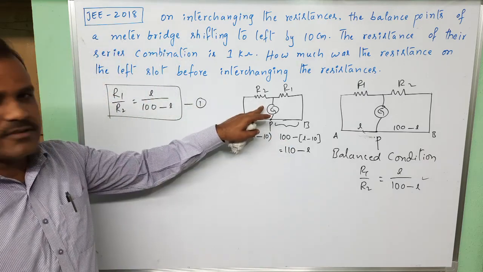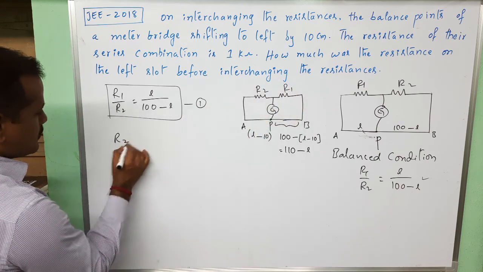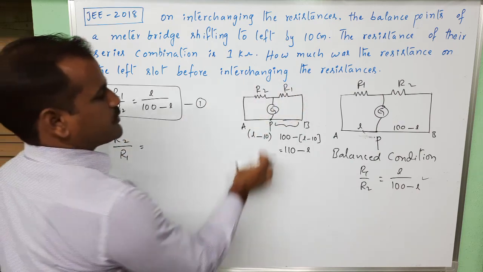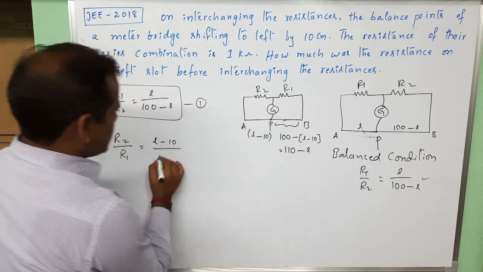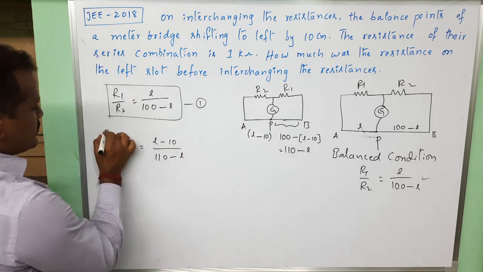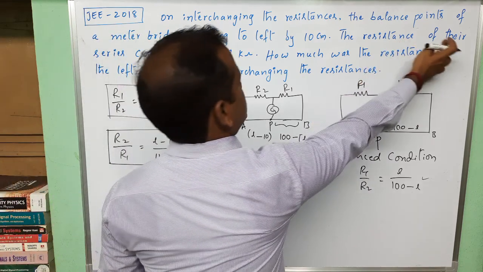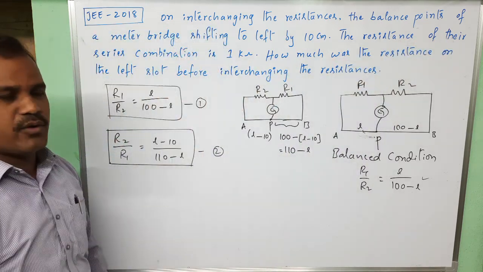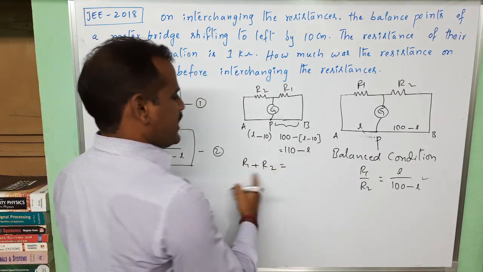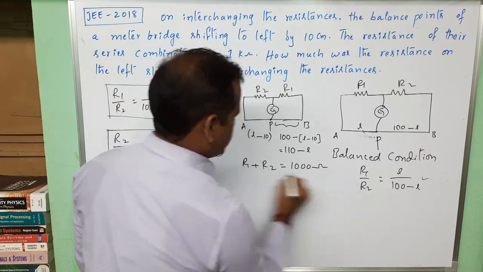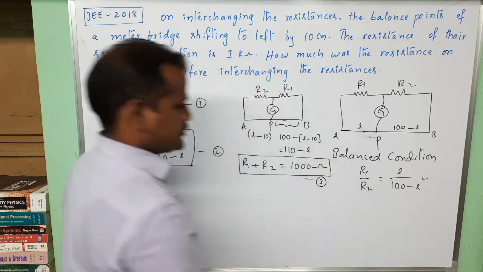Then for this meter bridge, the balanced condition is R2 by R1 equal to this length divided by this length. This length is L minus 10 and this length is 110 minus L. So this is the balanced condition we have for the second case. And further he has given that the resistance of the series combination is 1 kilo ohm. That means the R1 plus R2 series combination equivalent resistance is 1 kilo ohm, that means 1000 ohms is the sum of these two resistance values. Let us consider this as the third condition.